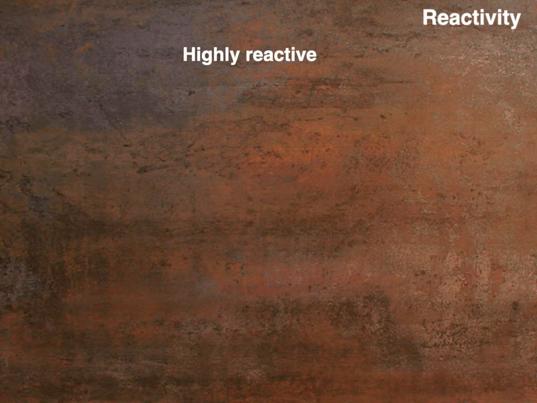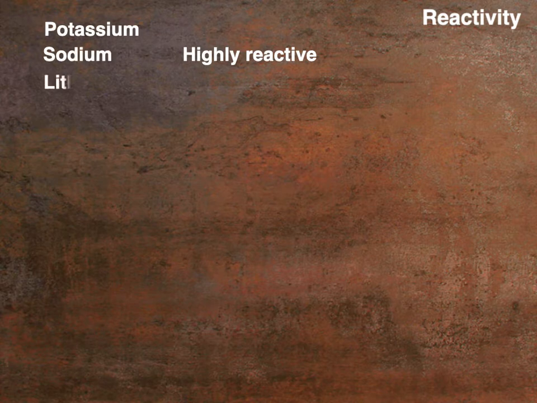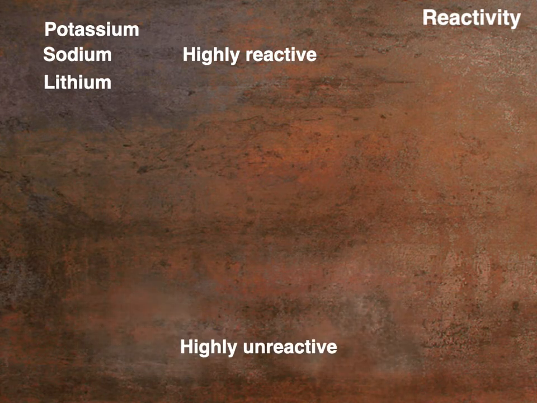Now some metals are highly reactive. That means when they react, they react violently, vigorously, rapidly. And these are things like potassium, sodium, lithium. These are all highly reactive metals. You don't have to do very much with them to make them react with things. They will just react.